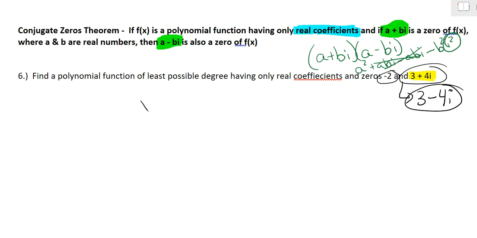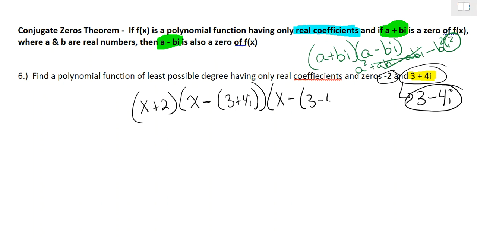And those 3 solutions are going to look like x plus 2. And then this one gets a little bit trickier because it's a binomial. So it's x minus the quantity 3 plus 4i. And then x minus the quantity 3 minus 4i.